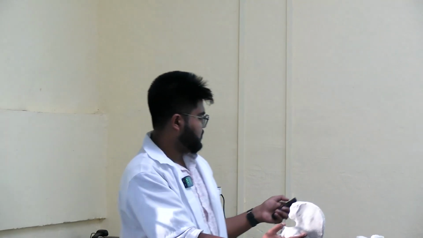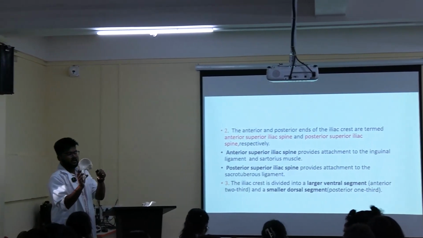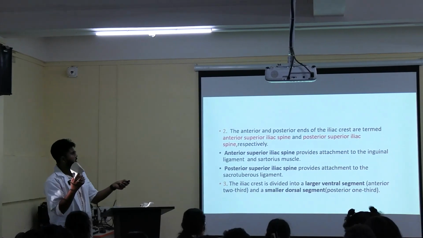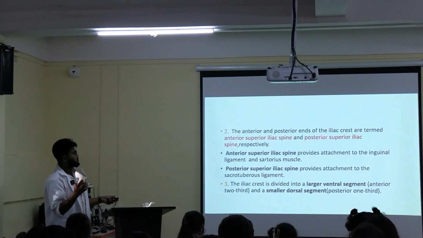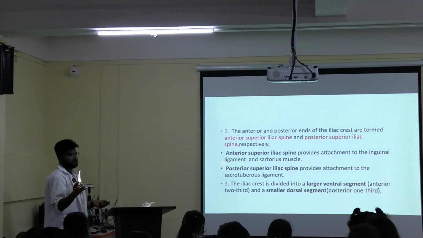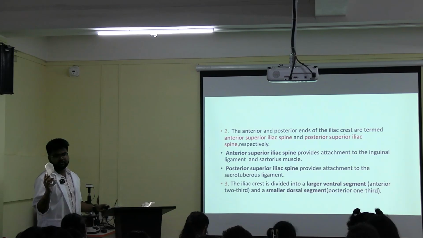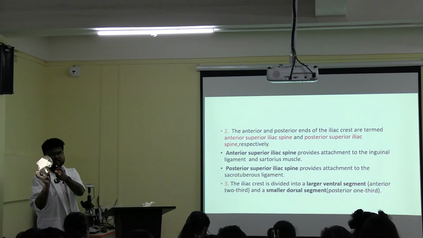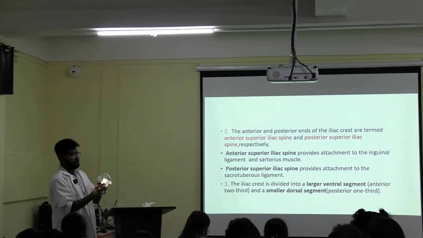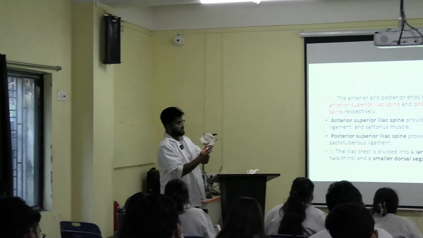You can write it down. This is the anterior end, and this is the posterior end. This anterior end is termed anterior superior iliac spine. Similarly, the posterior end is posterior superior iliac spine. The anterior superior iliac spine provides attachment of the inguinal ligament and sartorius muscle, and the posterior superior iliac spine provides attachment to the sacrotuberous ligament. The upper end, this iliac crest, is divided into a larger ventral segment and a smaller dorsal segment.